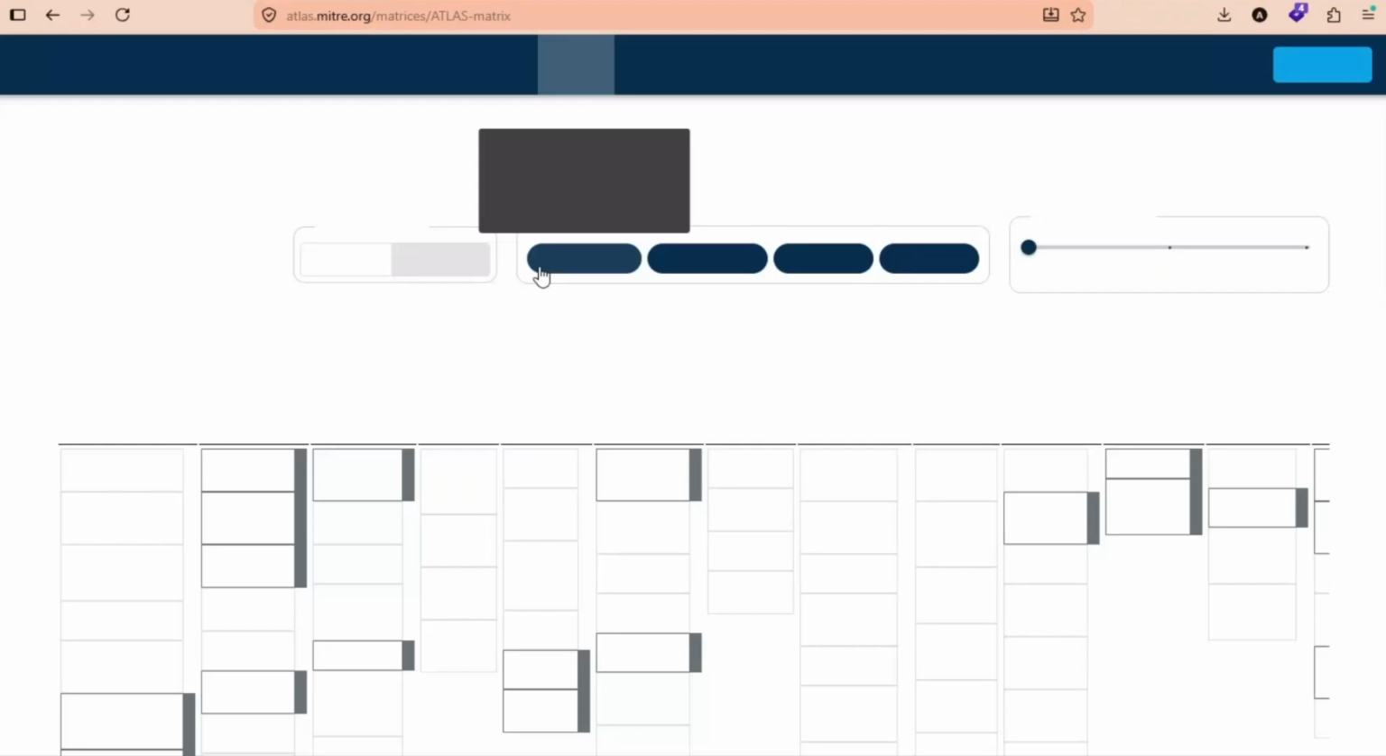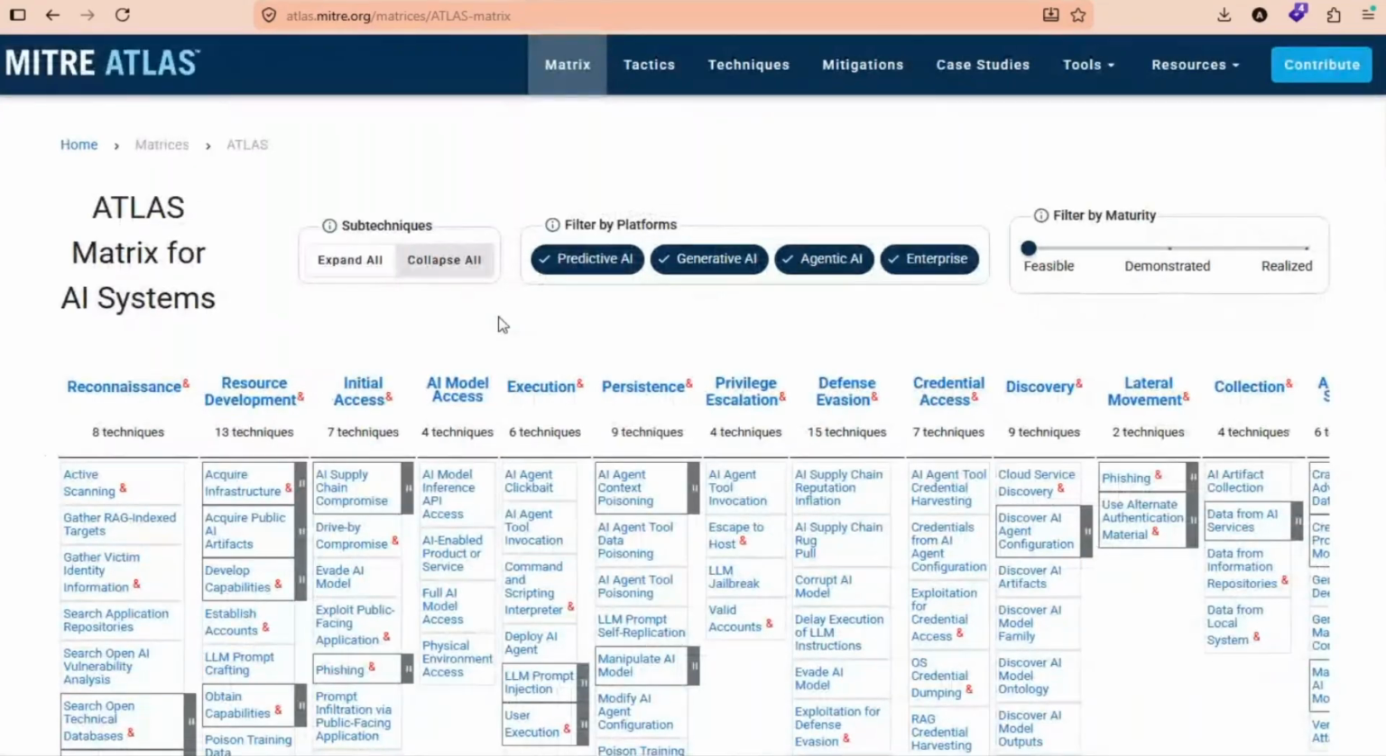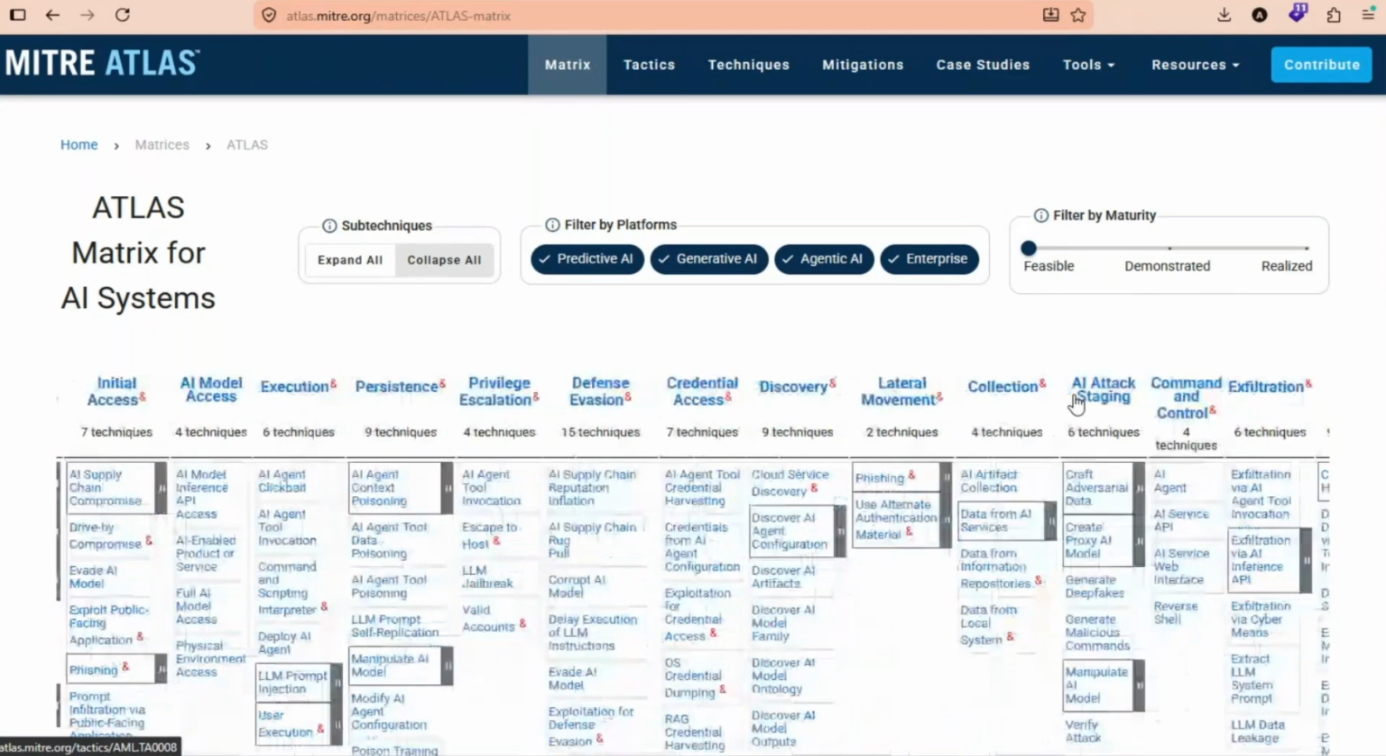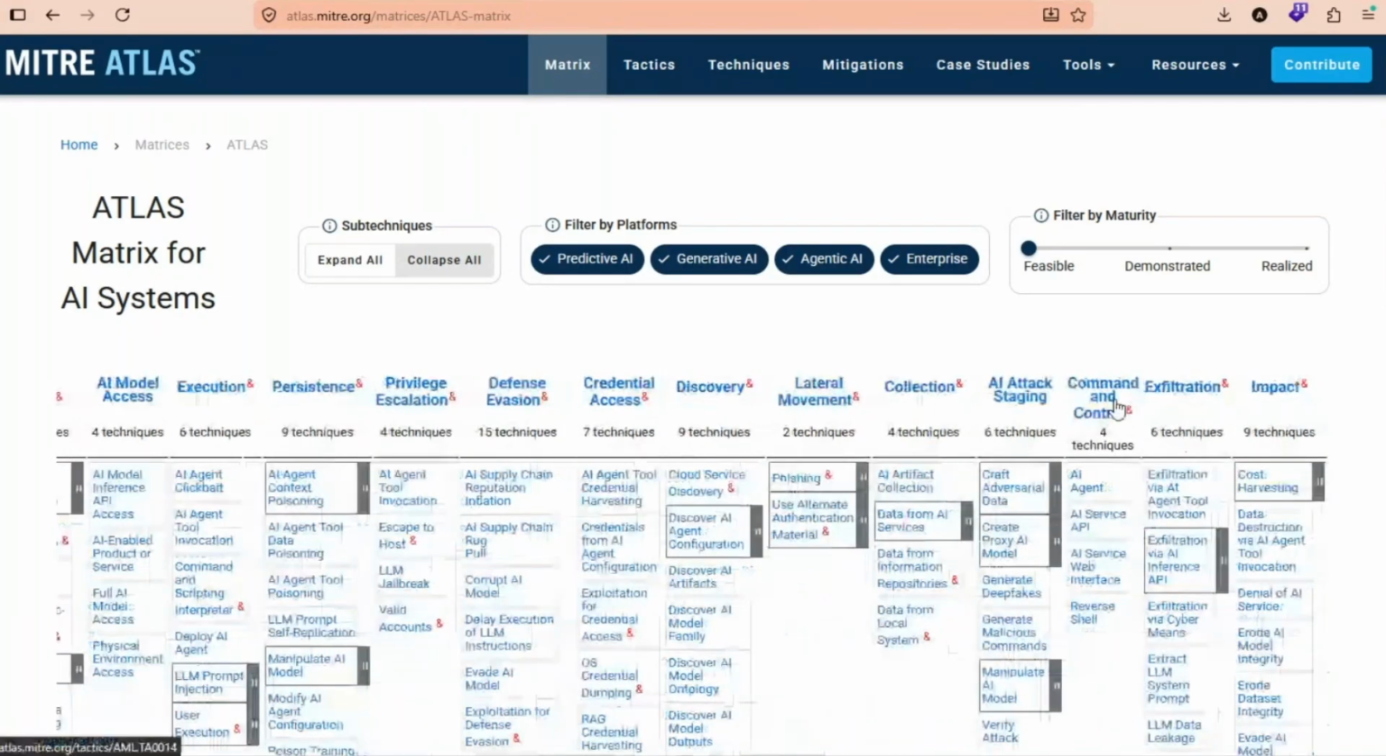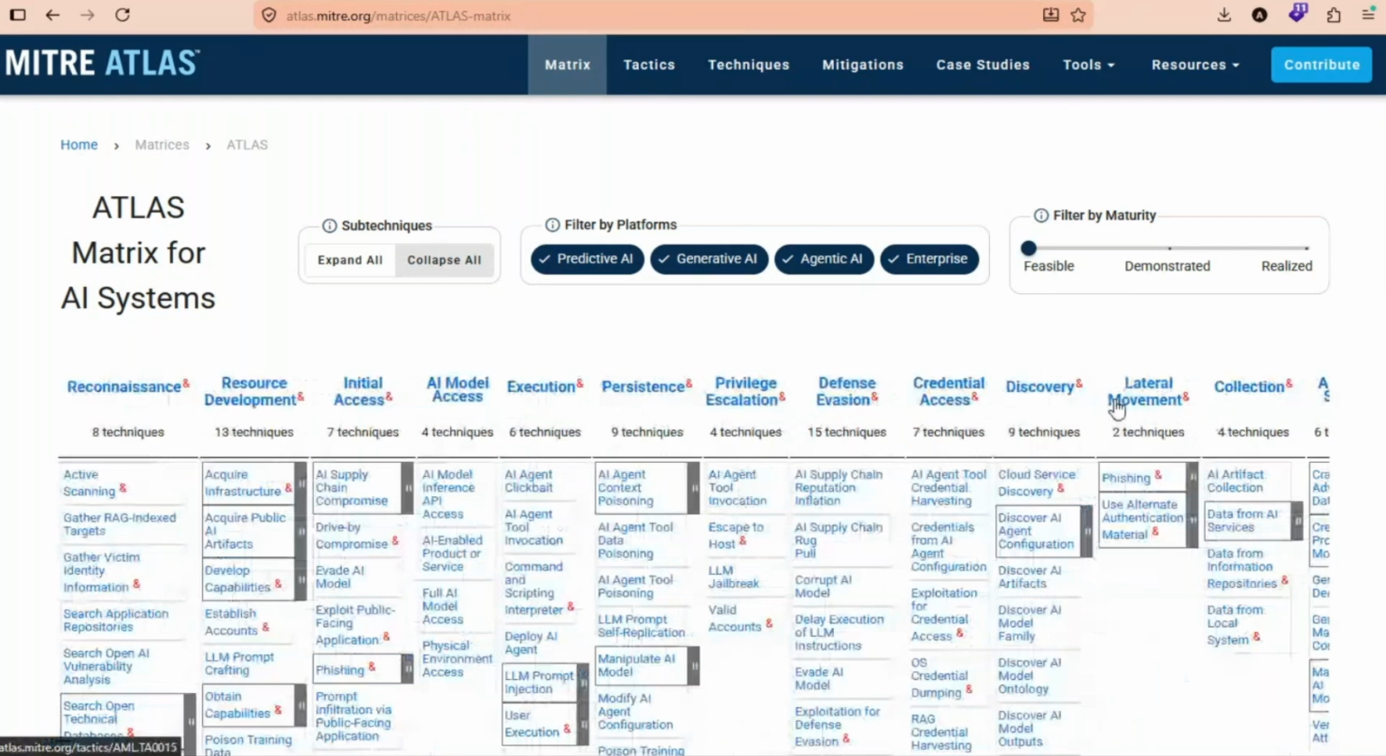Right? So if I show you, this is the ATLAS framework by MITRE. Now, if you see, all the tactics are written, right? Reconnaissance, resource development, initial access, AI model access, execution, persistence, privilege escalation, defense evasion, credential access, discovery, lateral movement, collection, AI attack staging, command and control, exfiltration, and impact, right?